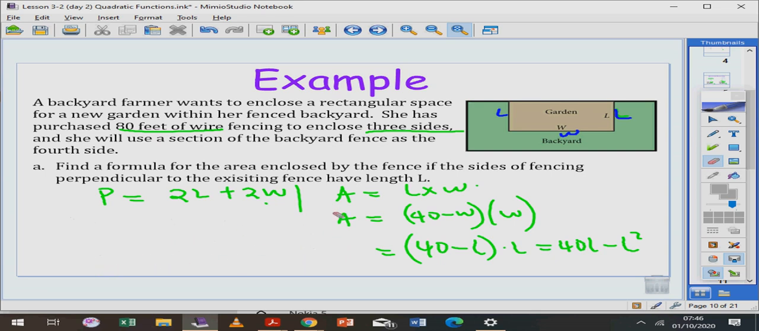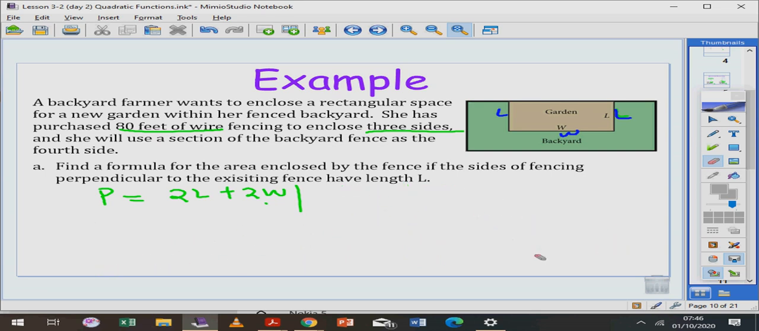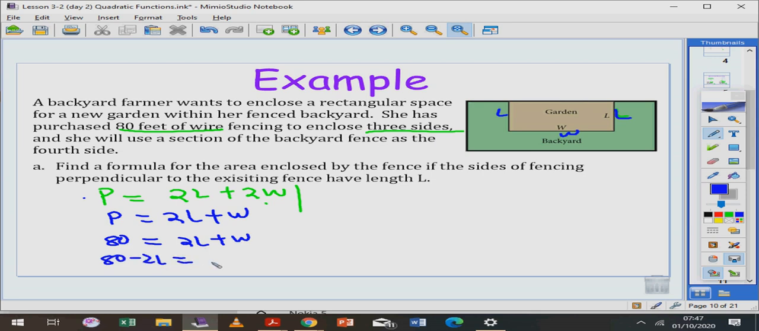So doing that again. This is the formula for perimeter, but for this case it's 2L plus width because there's only one width. The other side is covered by the wall. So again, in that case, 80, her perimeter, is equal to 2L plus width. Therefore that means that 80 minus 2L is equal to her width.